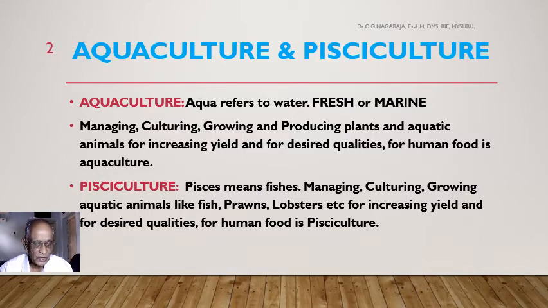So now to differentiate between aquaculture and pisciculture: in aquaculture, different types of plants and animals can be grown, both in marine and freshwater form. In pisciculture, they just concentrate upon culturing fishes. It may be marine or it may be freshwater. So the yield will be fish and not the plants. That is the major difference between these two. So we shall try to know a little more about them in the next PPT.